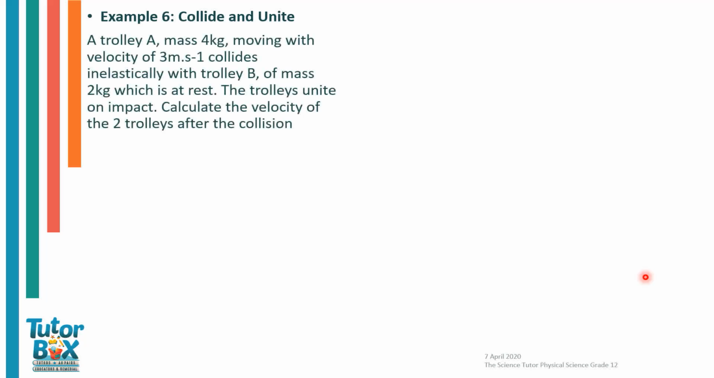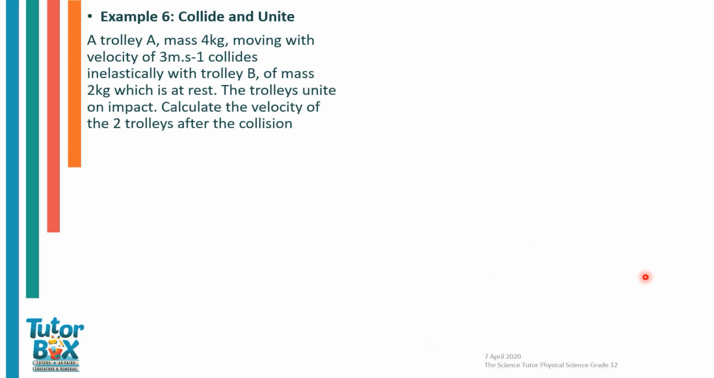Example 6. This is another collision example, like I said, except in this case, instead of being separated, they unite. Okay, so trolley A weighs 4 kilograms, moves with a velocity of 3 meters per second, colliding inelastically with trolley B. What does inelastically mean, remember? We lose energy, not momentum. And that trolley weighs 2 kilograms, however, it was at rest, so that tells you your initial velocity is 0. The trolleys unite. When a problem means they unite, that generally means then that your final mass will then be the 2 added together. Okay, calculate the velocity of the 2 trolleys after collision.